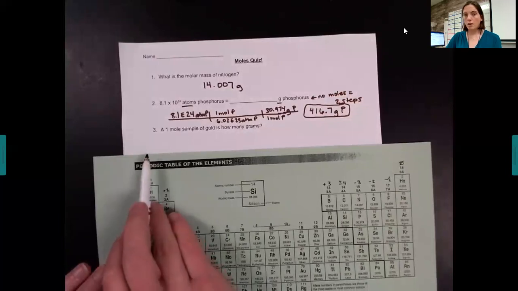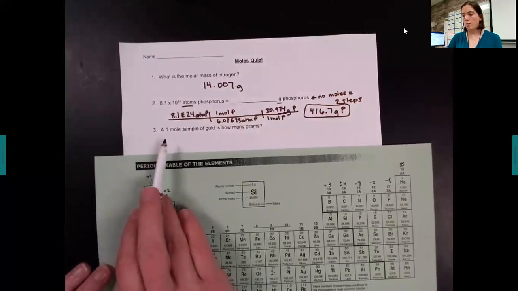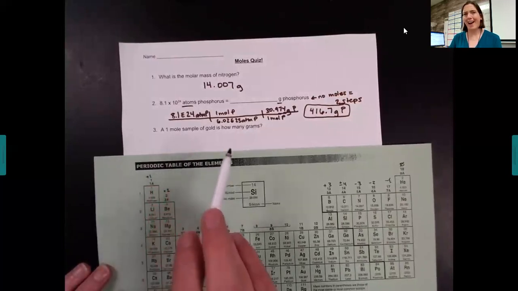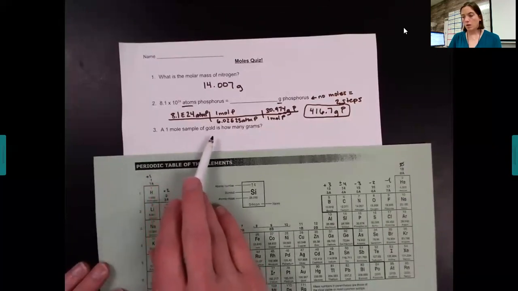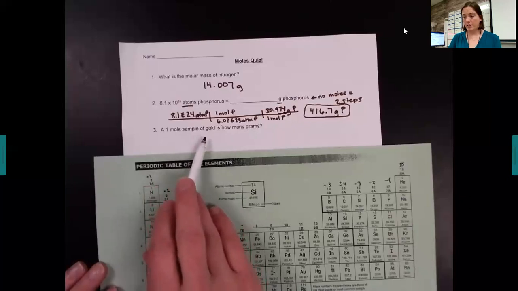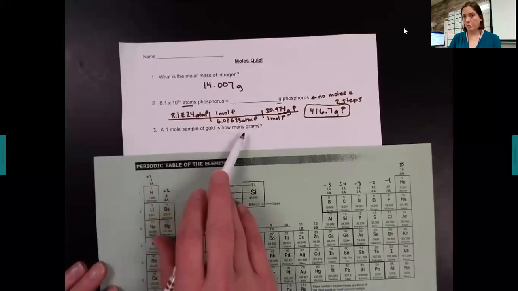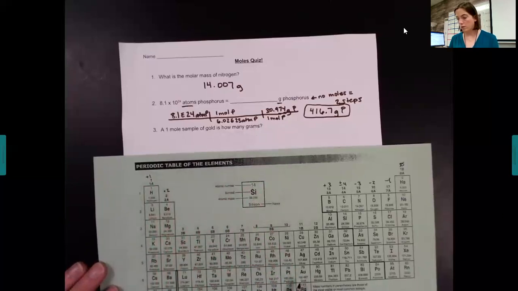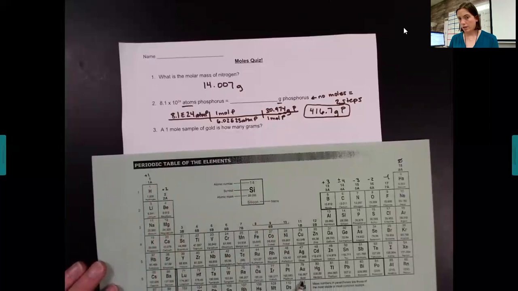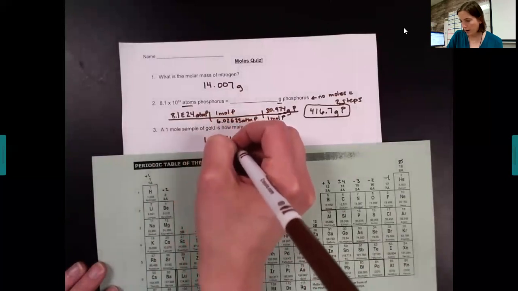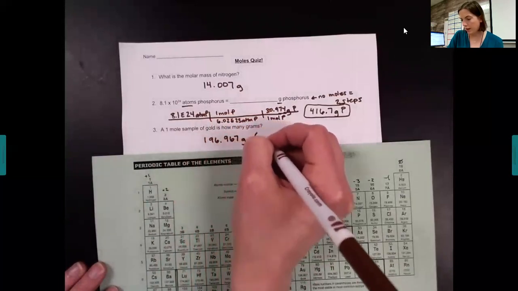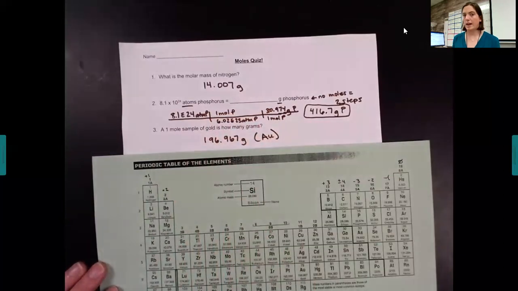Number three, a 1 mole sample of gold is how many grams? Well, if it's 1 mole, then it's whatever the mass is of gold on the periodic table, because we're looking for grams. So if I find gold, gold is right here. Gold is AU, and it says that it is 196.967 grams.